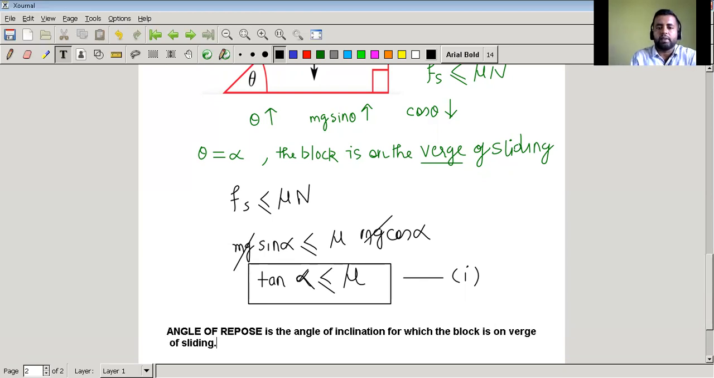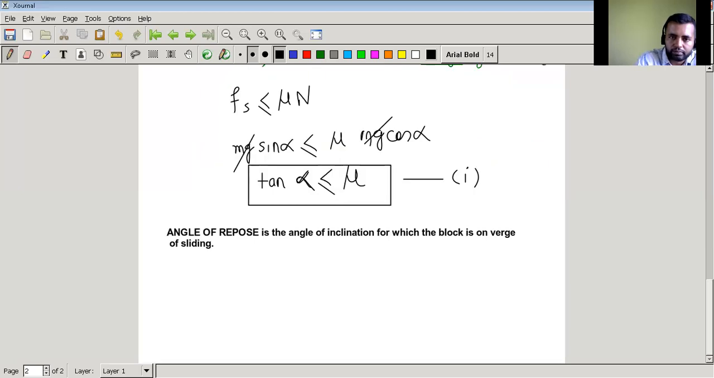So in this case, our angle of repose is alpha, right? So if I increase more than that, then the block will slide down. Now let us try to understand what comes out of this equation. Tan alpha is this. So let us take a number. Let us say we have an inclined plane like this, right?